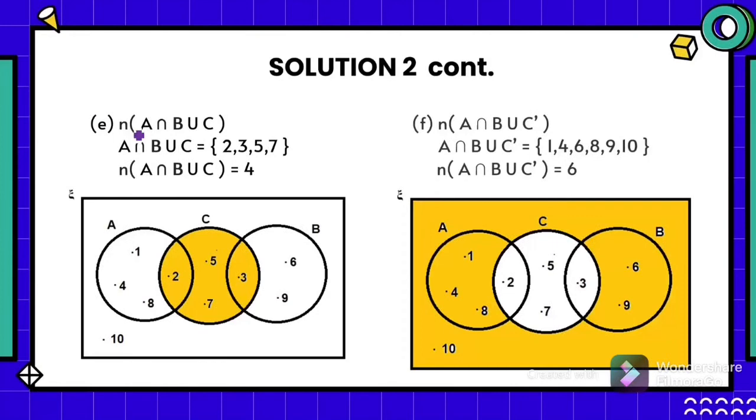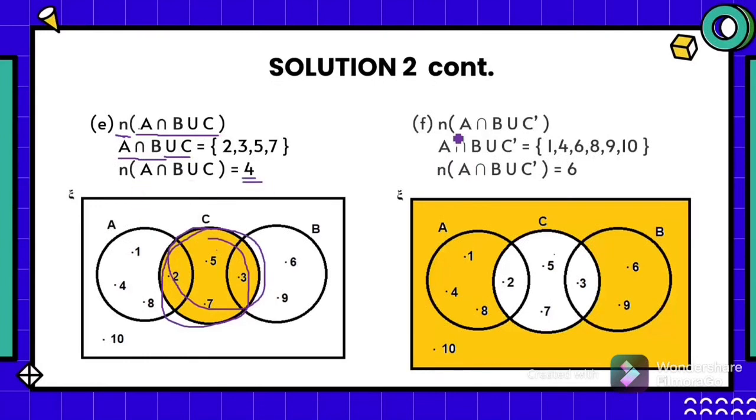For E, it wants us to find the number of elements in A intersect B, union C. So we must find A intersect B union C first. A intersect B is nothing. There is no element that intersects A and B. Union with C, so just C: 2, 3, 5 and 7. So what is the number of elements? 1, 2, 3 and 4. So n is 4.